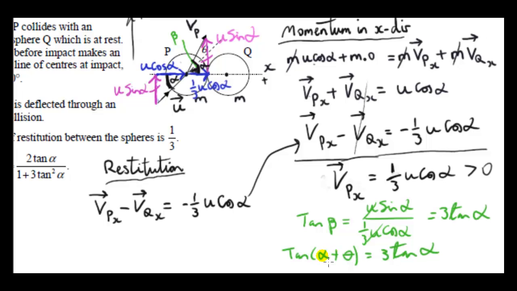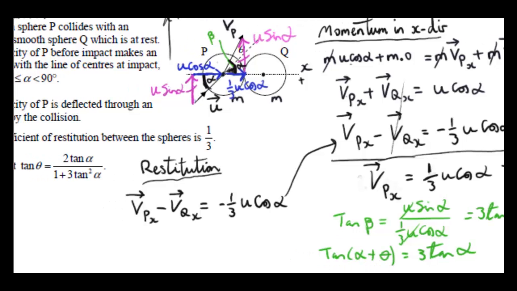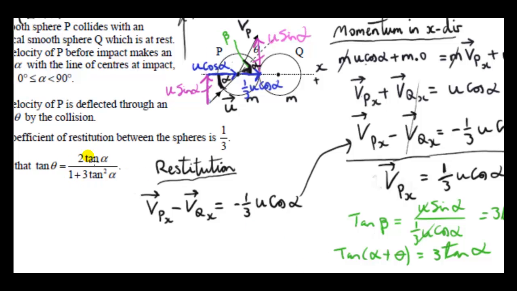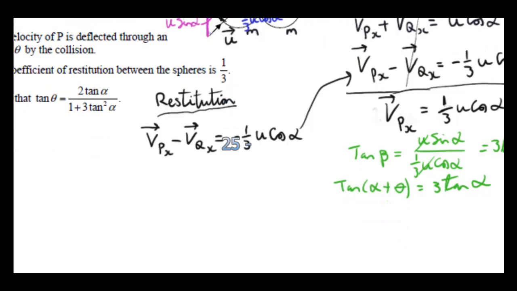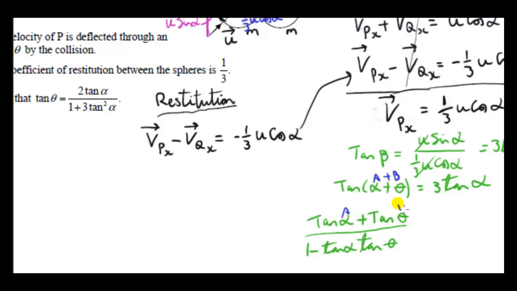So there we have it. We have a relationship between alpha and theta. We just have to get it into this form here, and that just involves a trigonometric identity. So we just have a compound angle formula for the tan of the sum of two angles. So here it is. tan of A plus B is tan A plus tan B over 1 minus tan A times tan B, where A is alpha and B is theta.